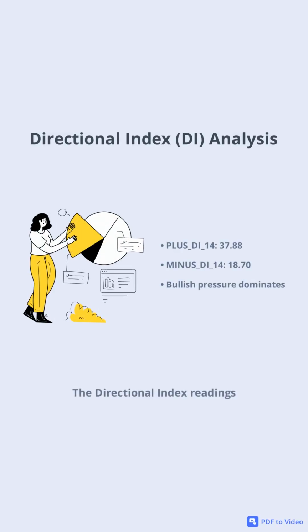The directional index readings further confirm the bullish narrative. The plus DI14 is at 37.88, which is much higher than the minus DI14 at 18.7. This wide gap indicates that bullish buying pressure is dominating the market, reinforcing the idea that DVLT is in a strong uptrend with little immediate resistance from sellers.